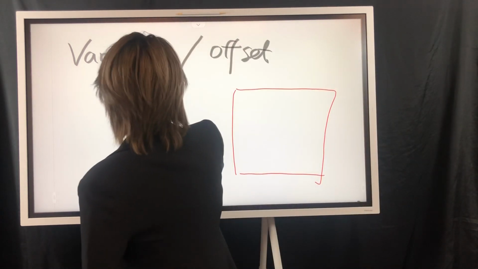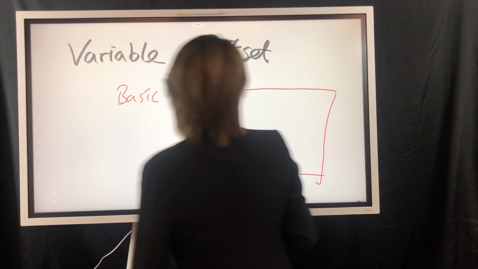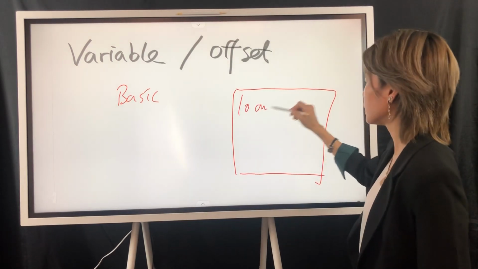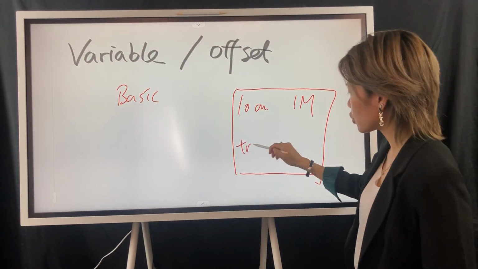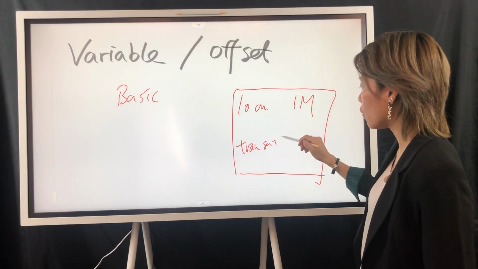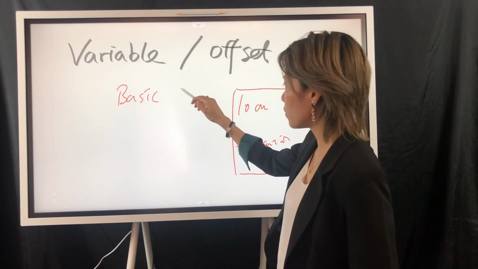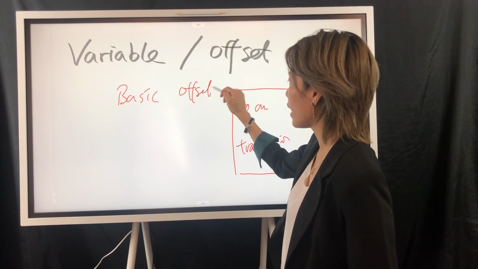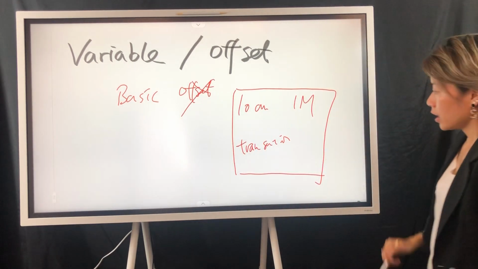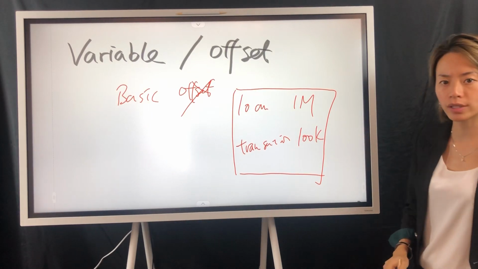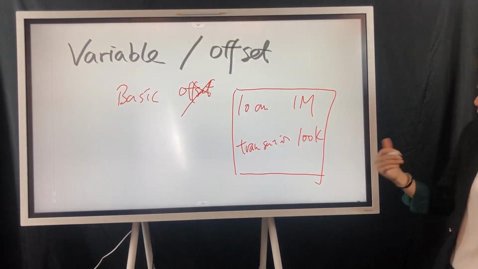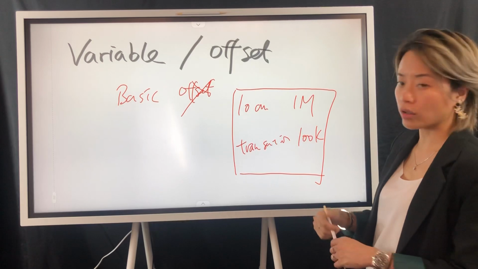So basic variable, you still see the loan amount at 1 million. And there will be a transaction account. This one is not an offset account. Basic variable does not have an offset account. So I still have 100 grand in my transaction account. How do I use it like an offset?